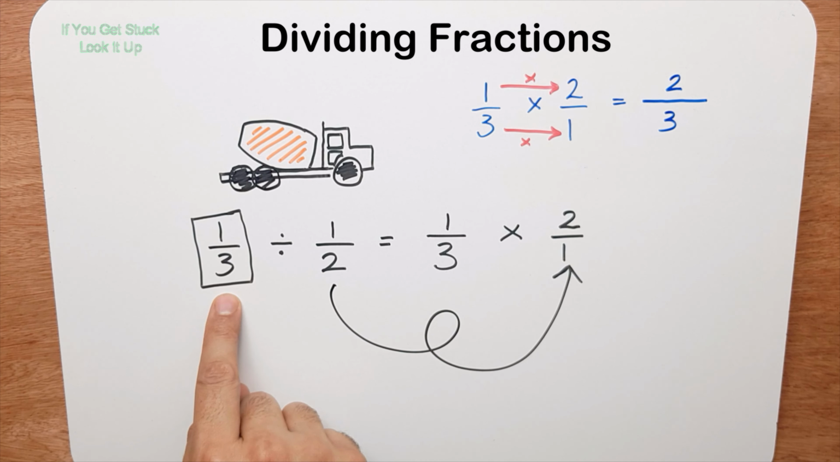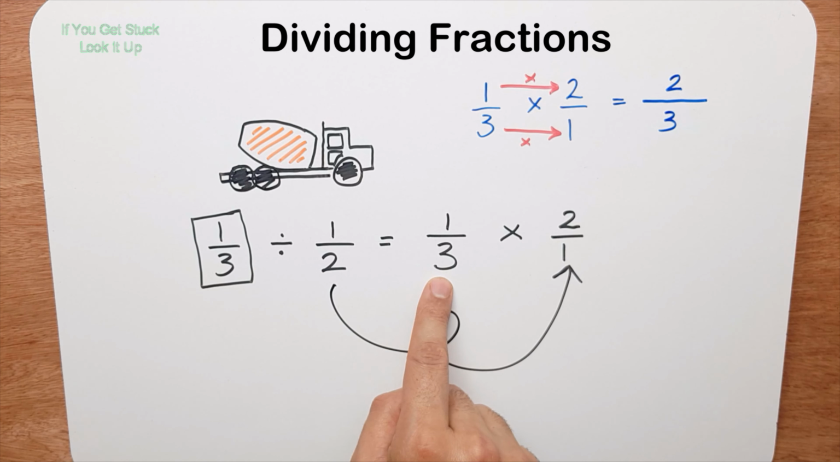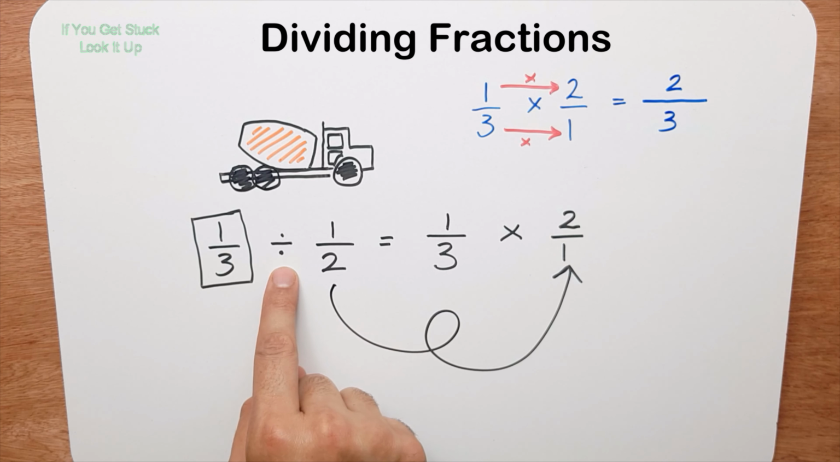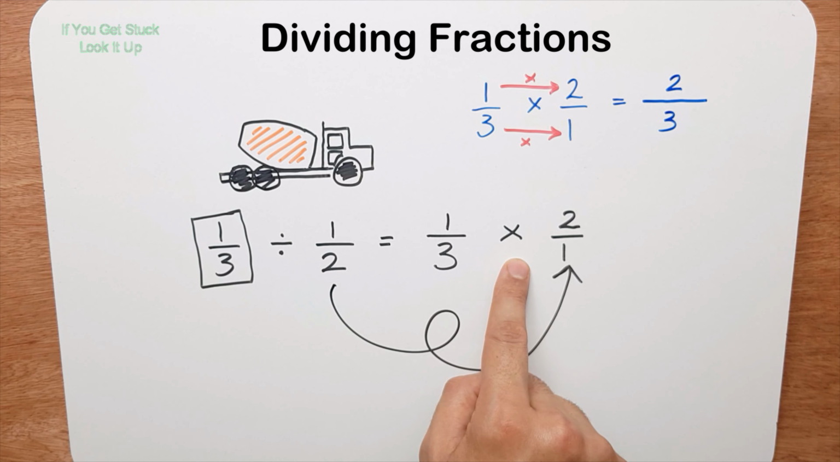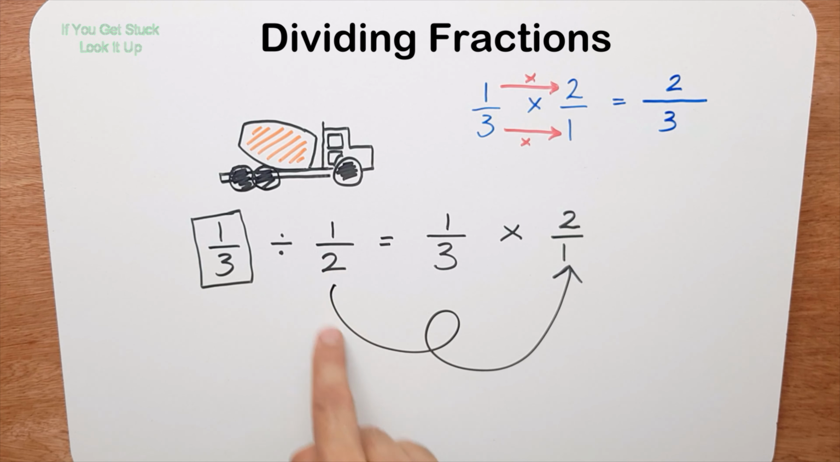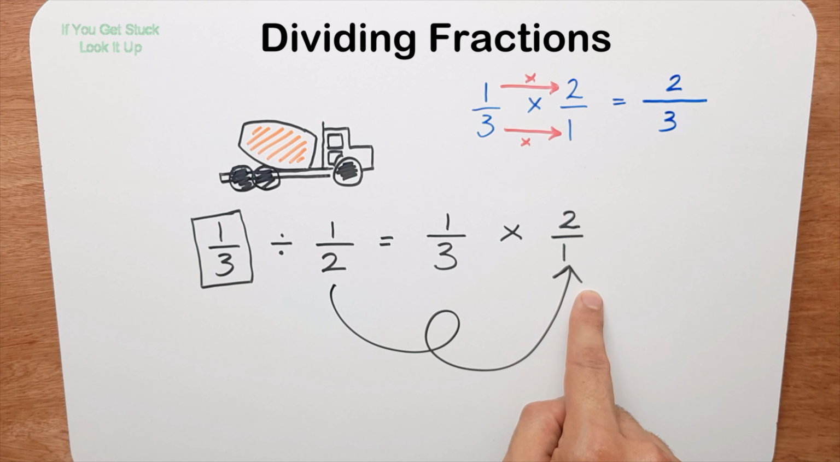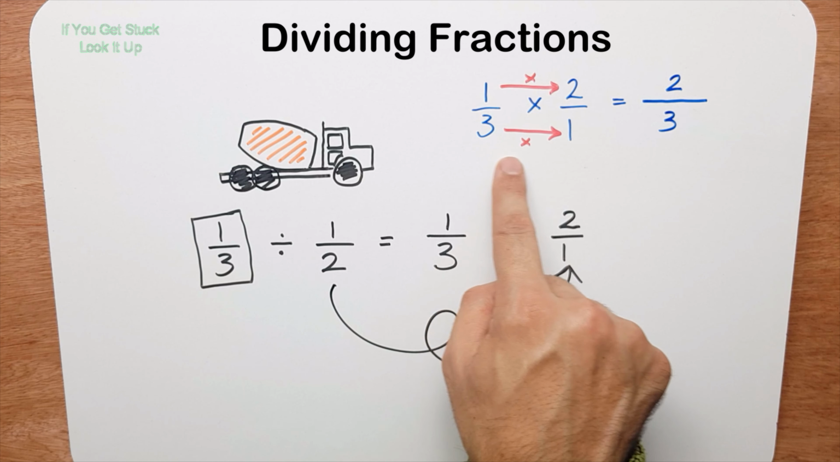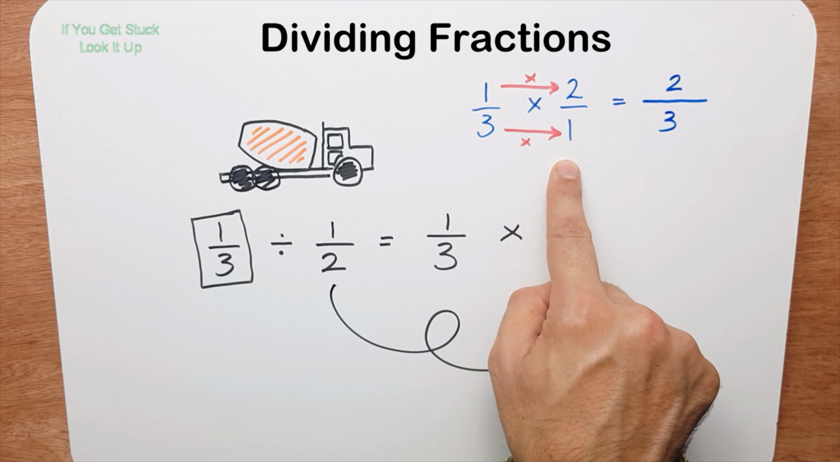Let me go through that again. You keep the first fraction the same. You turn the divide into a times, and you flip the second fraction over. And then it's simply multiplying two fractions, and you multiply straight across.